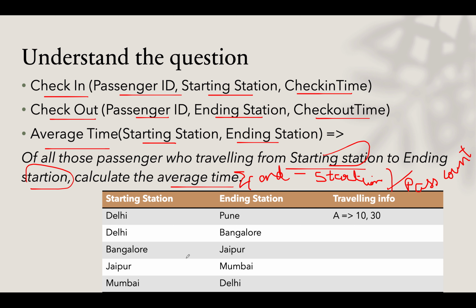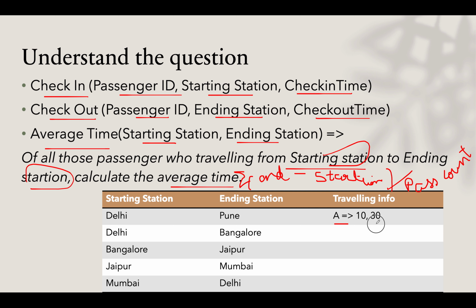I hope the definition of average travel time is clear to you, and let's reframe the input in a different manner than what is specified in the question. Here I have taken the example that from Delhi, people are traveling up to Pune. From Delhi, people are traveling to Bangalore, and from Bangalore to Jaipur, from Jaipur till Mumbai, and from Mumbai back to Delhi. And let's give inputs to these travel locations.